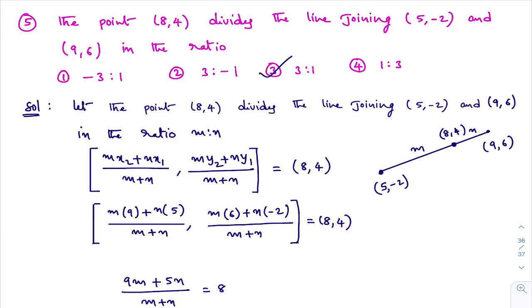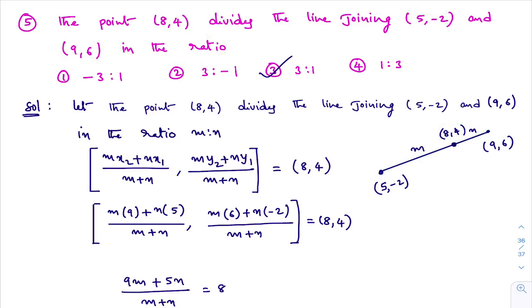Now you see this last question. The point (8, 4) divides the line joining (5, -2) and (9, 6) in what ratio? At the end, I'll give the shortcut for this problem, but first we'll do this problem in the regular method. In the theory part, we learned about the section formula. Now I'm going to use that section formula to do this problem. We need to find in what ratio.